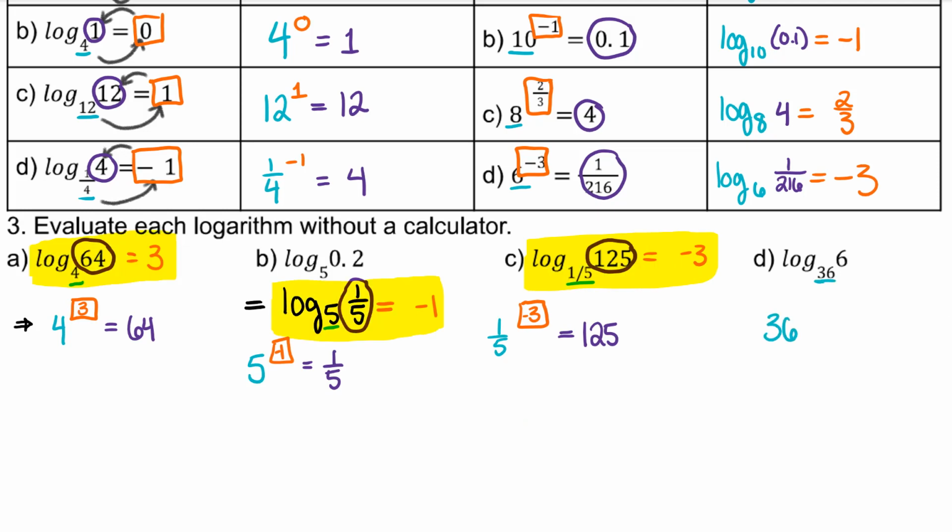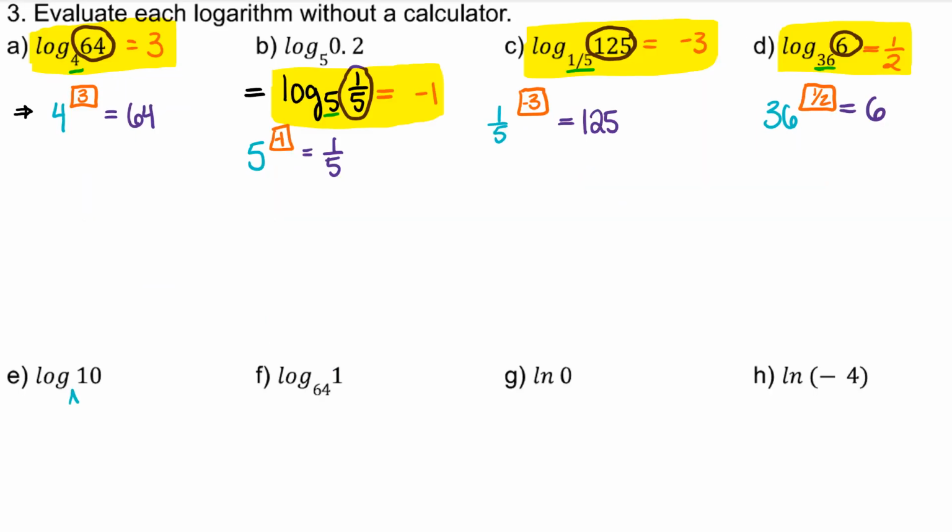For part D, 36 to the power of what gives you 6. You did not change the side of the fraction bar. Both of these numbers are in the numerator, so our exponent needs to be positive. But the difference here is that the exponent needs to be a fraction because the square root of 36 is equal to 6, making your answer 1/2.